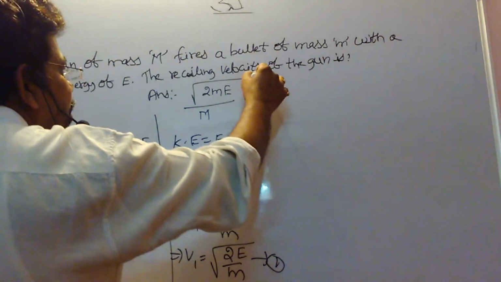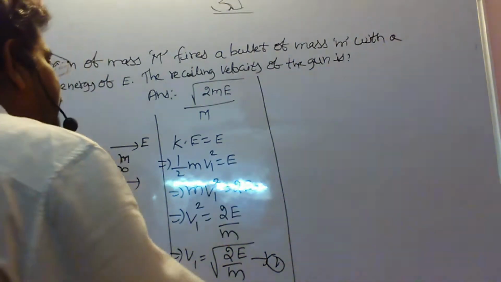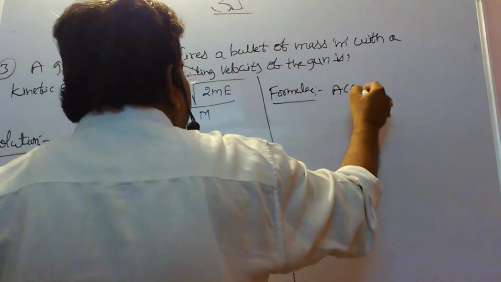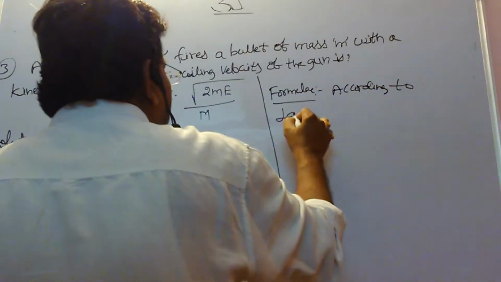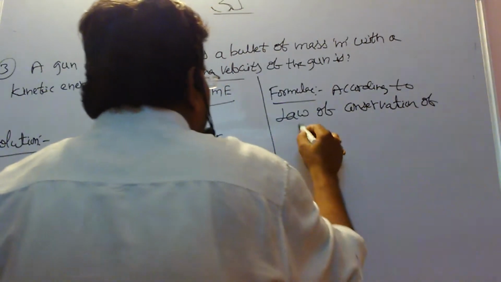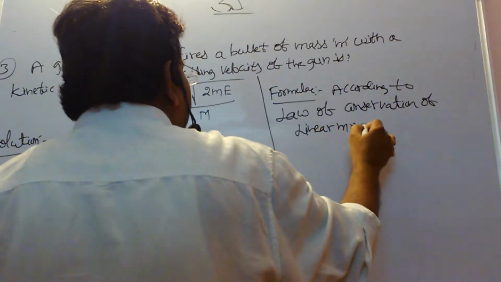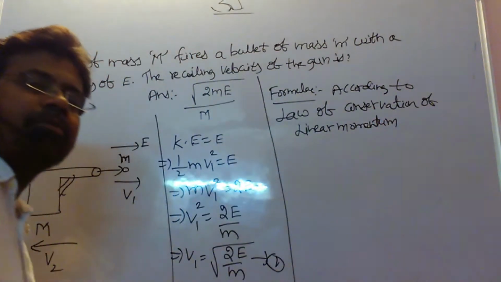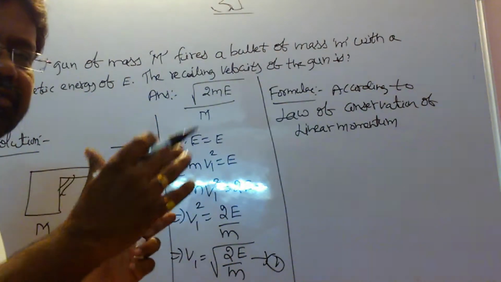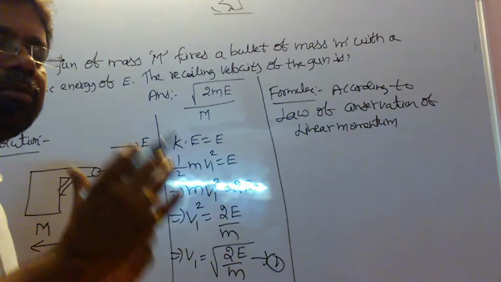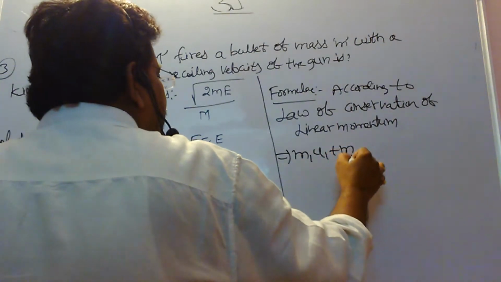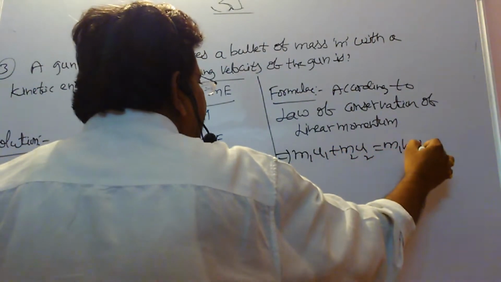Now I am applying the law of conservation of linear momentum. What is the law of conservation of linear momentum? If the external force is 0 on the system, and due to internal forces some impulse force exchange happens, then before collision total momentum equals after collision total momentum. So we write this as m1 u1 plus m2 u2 equals m1 v1 plus m2 v2.